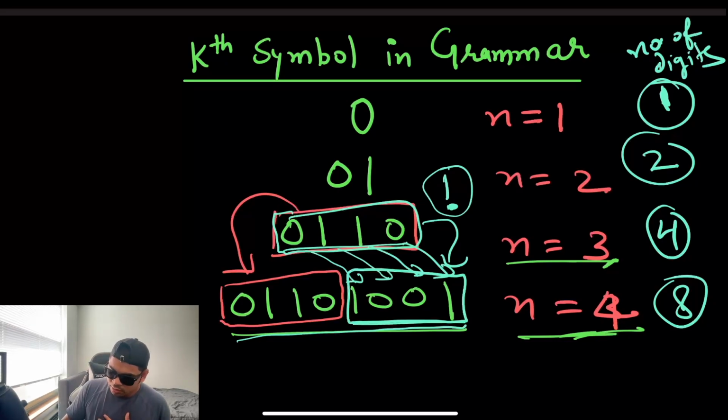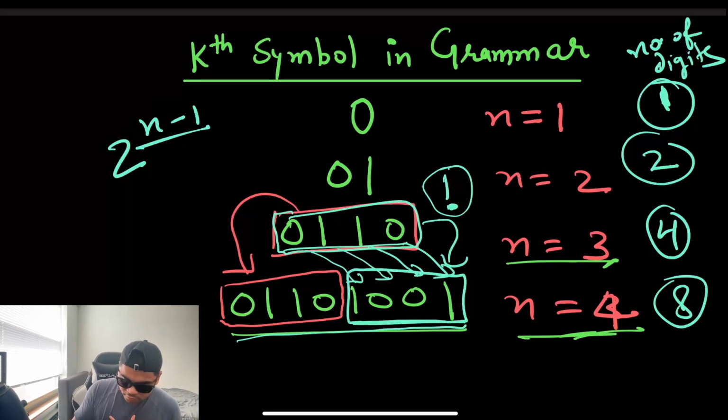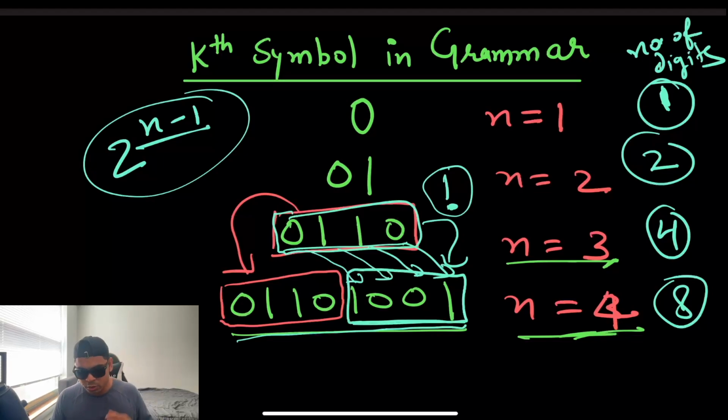So the number of digits would be, sorry, not n to the power, 2 to the power n minus 1. The n minus 1 is because we are starting the index at 1, otherwise it would have been 2 to the power n. So that's why my first one would be, actually you can see it here. I should have just written this over here. So you can calculate using 2 to the power n minus 1 for each of these.